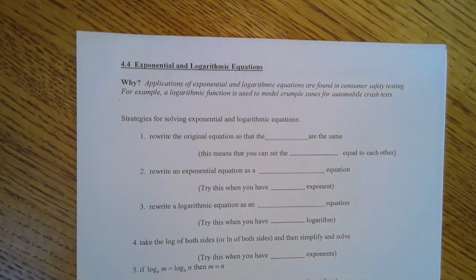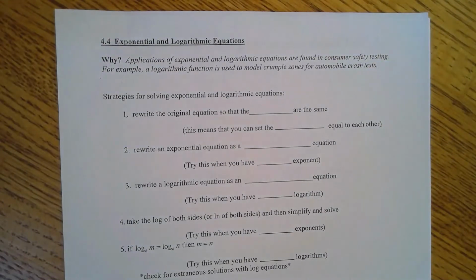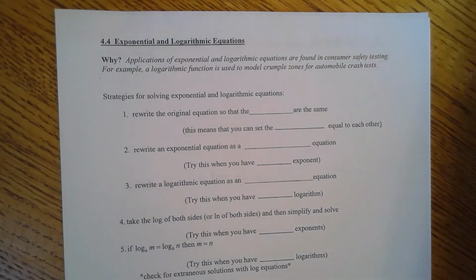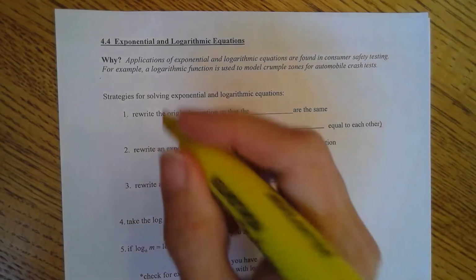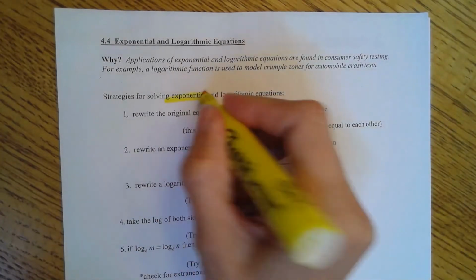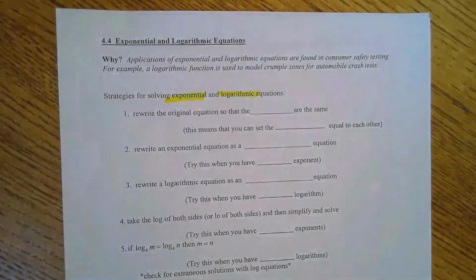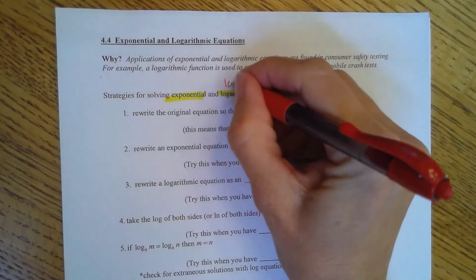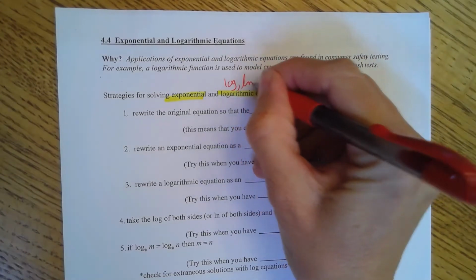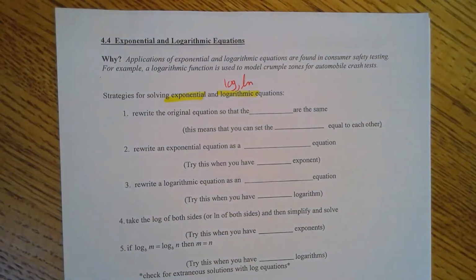So the good thing about 4.4 is you actually have different strategies you can try depending if you're given an exponential or if you're given a logarithmic. So you definitely need to be able to look at an equation and say if it's exponential or if it's logarithmic, which is not that challenging to do, because for logarithmic, you're either going to see the word log or you're going to see the letters ln for natural log. Log or ln means it's logarithmic. If you don't see either of those, then you know it's exponential.